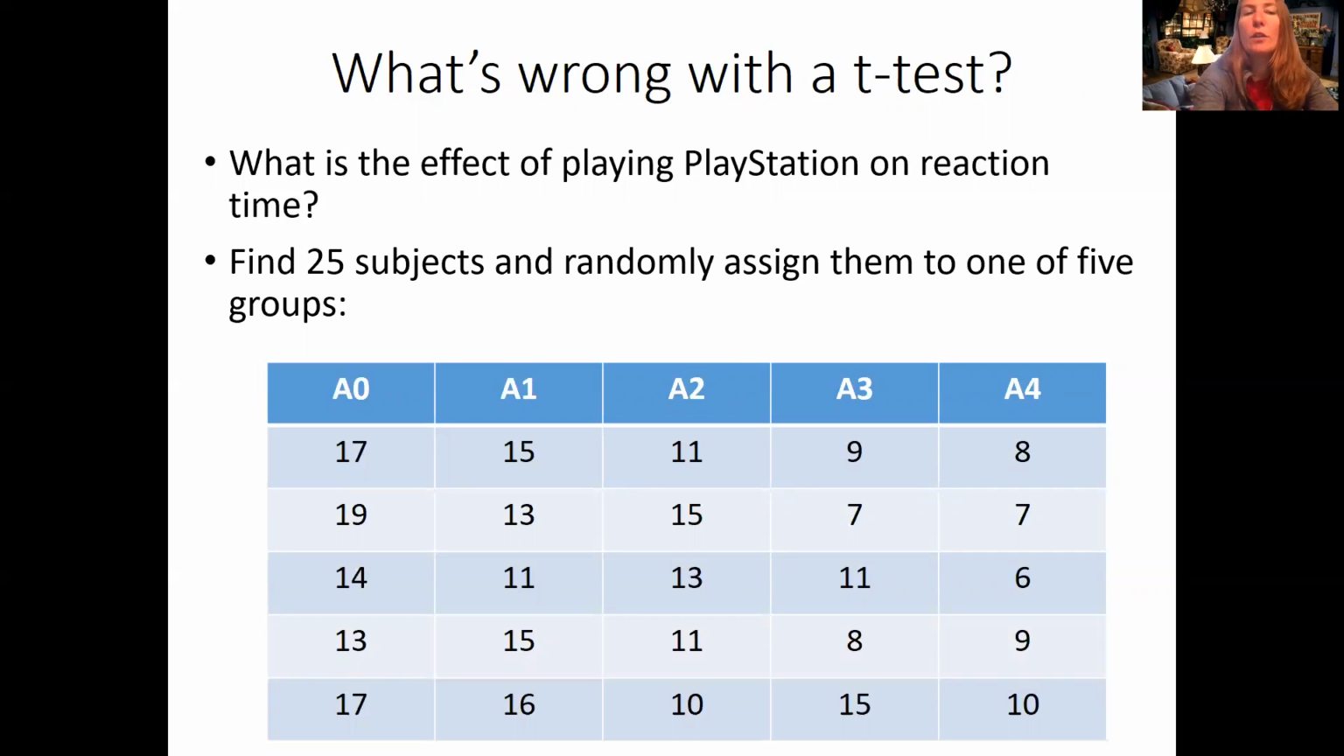That's what we're doing. So here you can see the A1. These are people that do not play the PlayStation at all. They are playing it for 0 hours. These people play it for 1 hour. The A2 plays it for 2 hours. The A3 plays it for 3 hours, and the A4 plays it for 4 hours. So we're going to have these groups play the PlayStation, and then we're going to run them through our reaction time task. Okay, and then here is our data for this example.